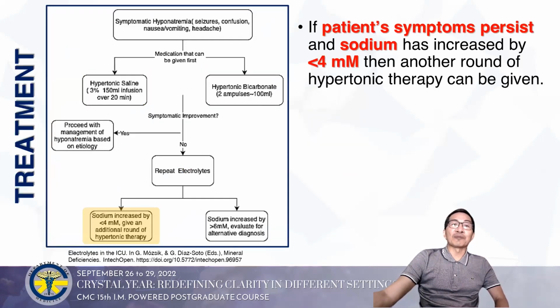Now, this is again a diagram of it. So you have symptomatic hyponatremia. They may be having confusion, nausea, vomiting, seizures, headaches. The medication that can be given at first is your hypertonic saline, 150 ml over 20 minutes. Now, if there is symptomatic improvement, then proceed with managing hyponatremia based on what caused it in the first place. If not, repeat your electrolytes. If sodium increased by less than 4 millimoles, give an additional round of hypertonic therapy. If sodium increased by more than 6 millimoles, evaluate for alternative diagnosis.